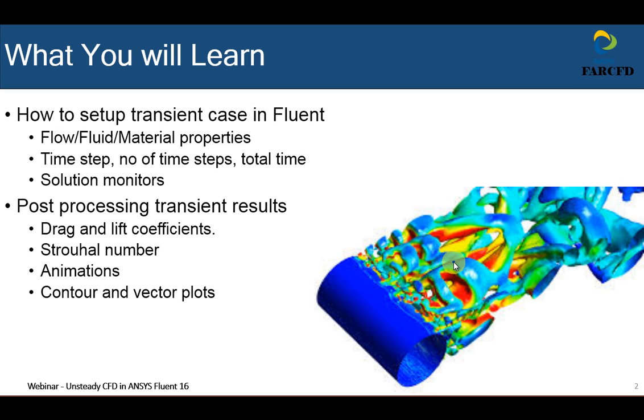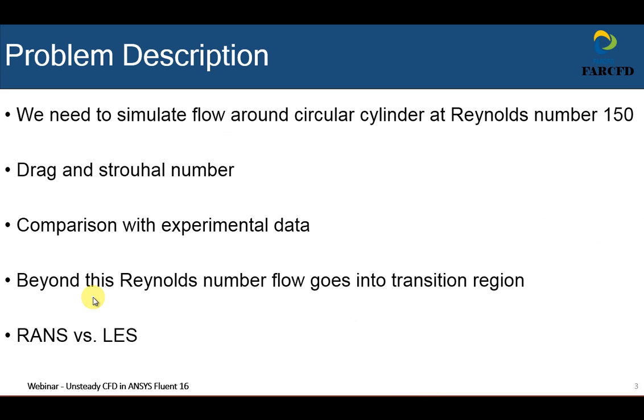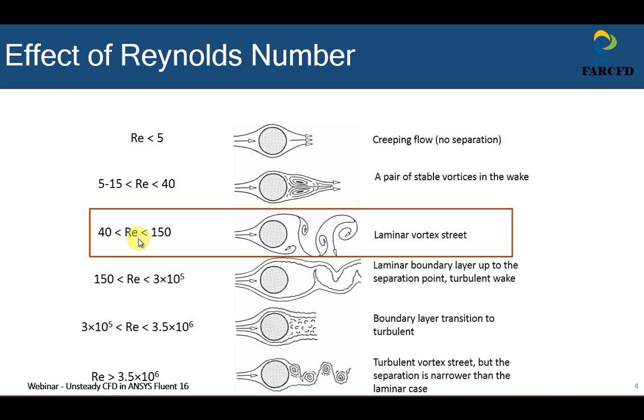We will use a circular cylinder at Reynolds number 150 to demonstrate how to set up a transient case in Fluent and post-process unsteady data. You will also find the drag, lift and Strouhal number and compare them to given experimental data. The reason for choosing this case, as you will also see in the next slide, is that after a Reynolds number of 200, flow becomes three-dimensional and exhibits a complex laminar-turbulent behavior, which is not possible to predict correctly with RANS.